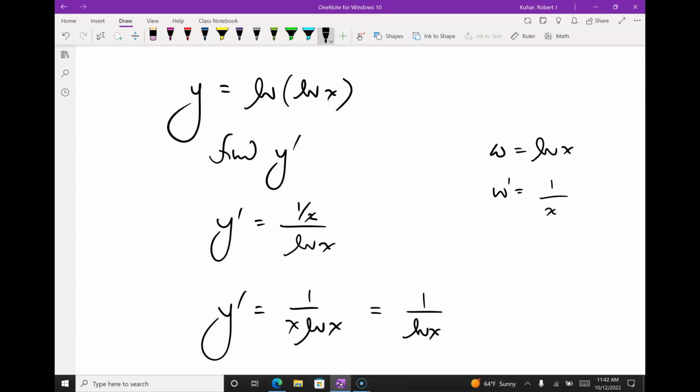Ln of x to what power? What I hear? Square x. Remember that the outside coefficient is a power in the argument of ln. This answer's fine.